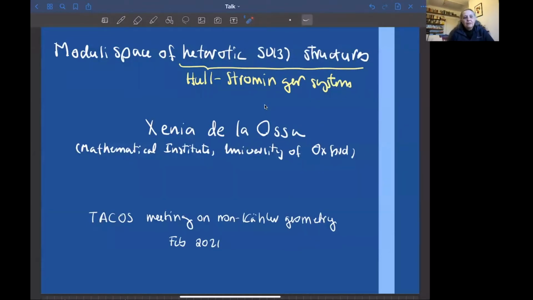I will tell you about what I know. I'll try to summarize what I know in this talk about the moduli space of heterotic SU(3) structures, or what's known about the whole Strominger system.